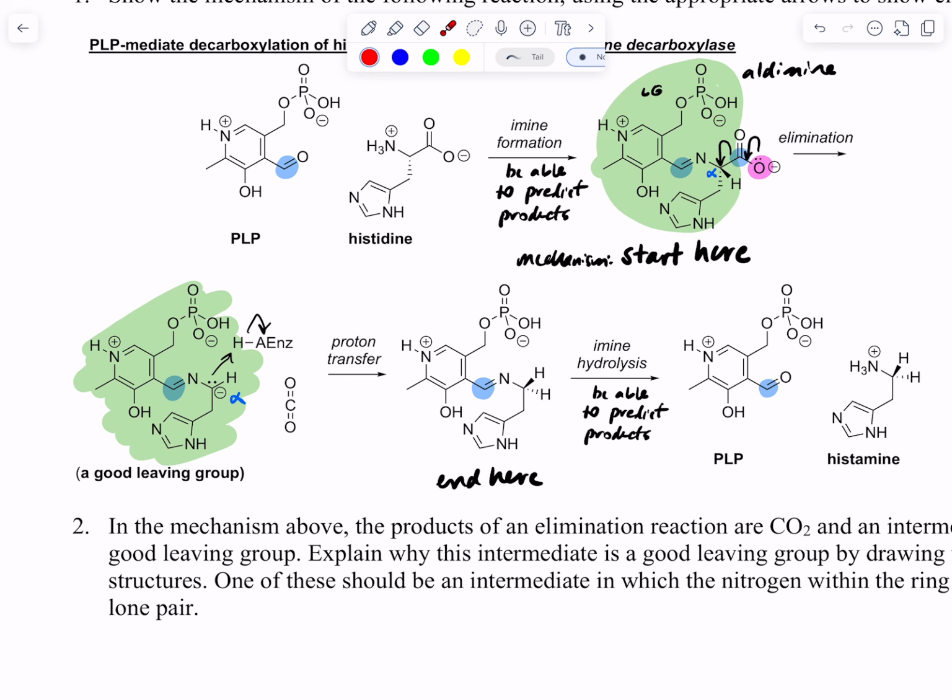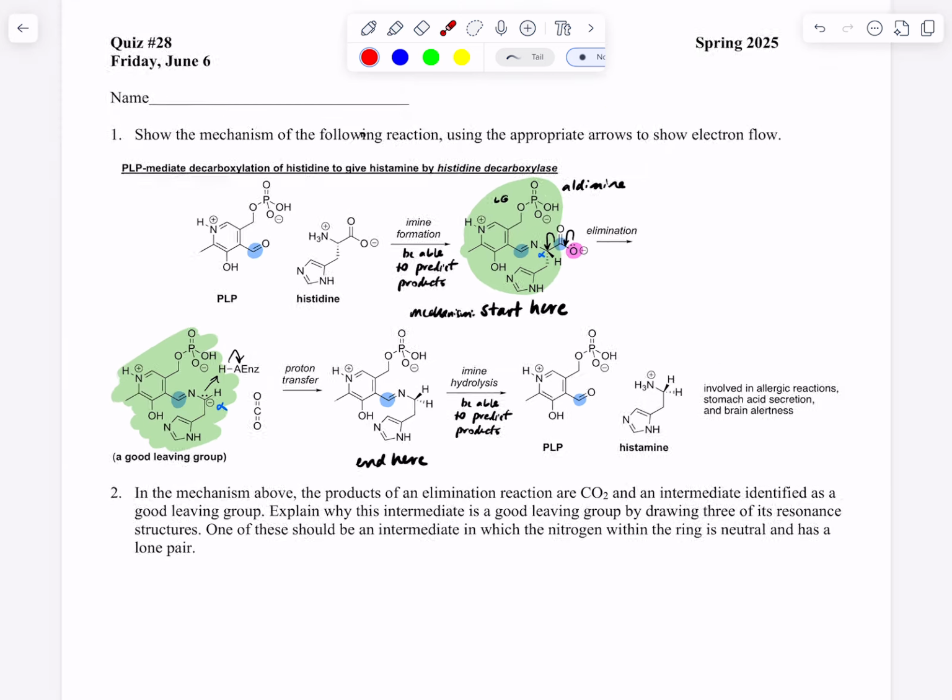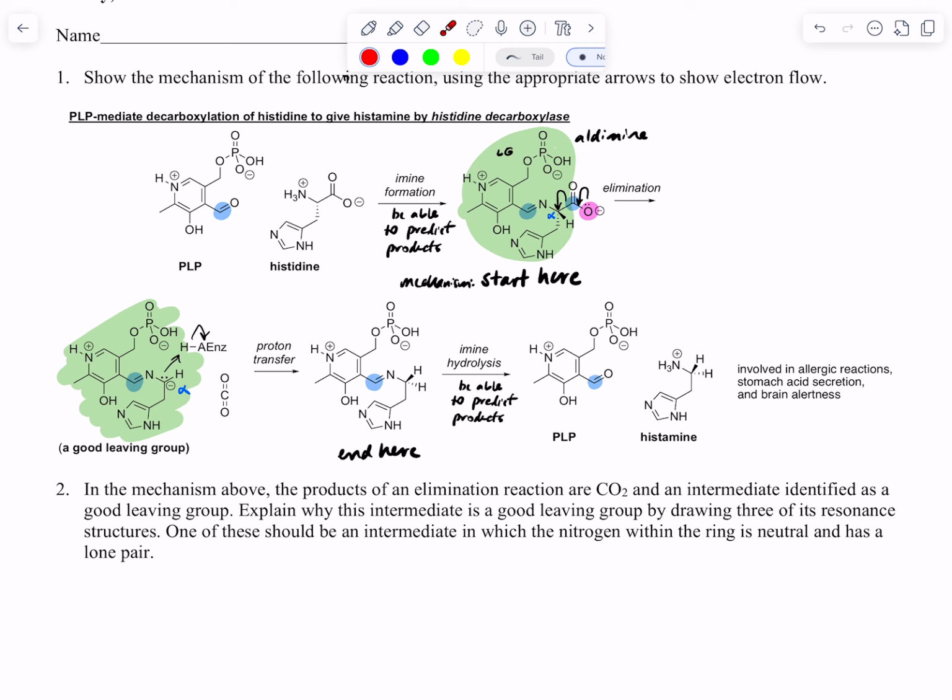Okay, we need 3 volunteers for this one. I asked for 3 resonance structures, so I'd like to invite individuals to come forward and draw their resonance structure. Is that a volunteer or a question? No, I can do it. Was that a question? No, okay, come on down.